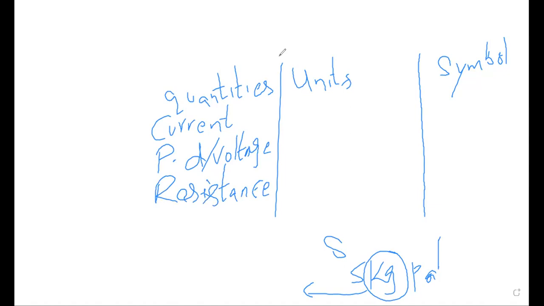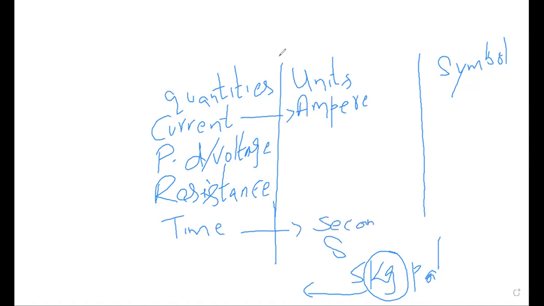Now, when we measure current, we measure it in amperes. Ampere is the unit of current. Like I'm giving you an example of time. As we had the unit of time as second, similarly, the unit of current was ampere. Similarly, the unit of potential difference is volts, right? And the unit of resistance is ohm.